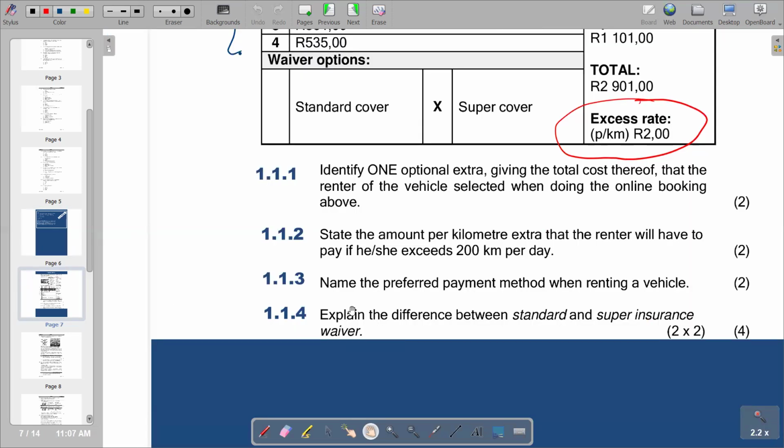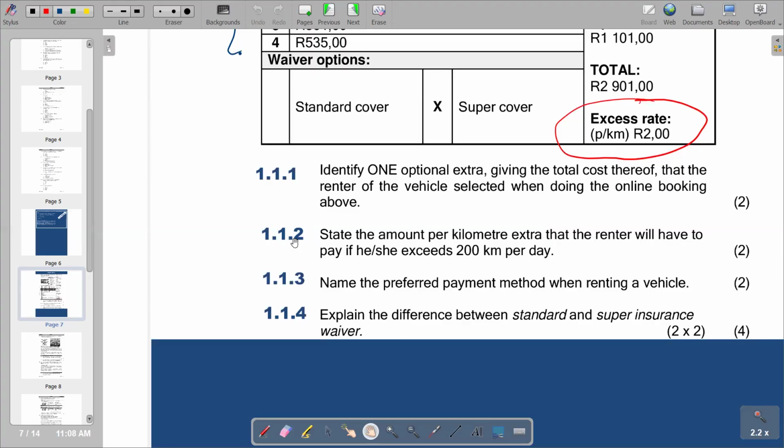Then we move on to the last question. We say explain the difference between standard and super insurance waiver. We are going to see that the standard insurance waiver, the explanation is that it is described by a lower premium and pays a higher excess in the event that there is an incident. Obviously it will be a higher excess, but in terms of the premium, it is a lower premium.